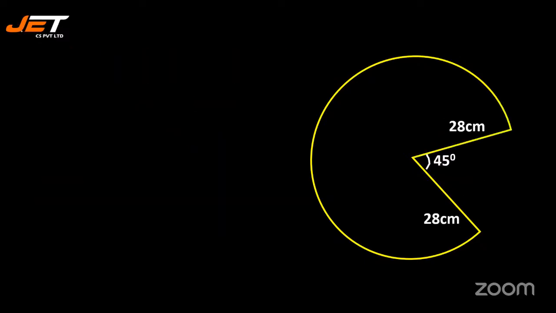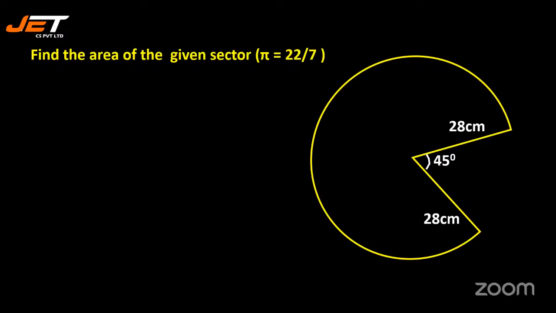Here the question is: find the area of the sector. So what do we do in this? We have to deduct 45 from 360, isn't it? So 360 minus 45 gives us 315. Now what is the area of the sector? Theta by 360 into pi r square. So theta is 315 by 360 into 22 by 7 into 28 into 28.